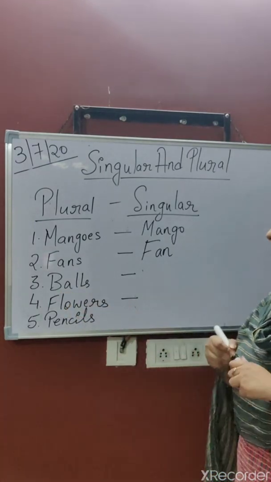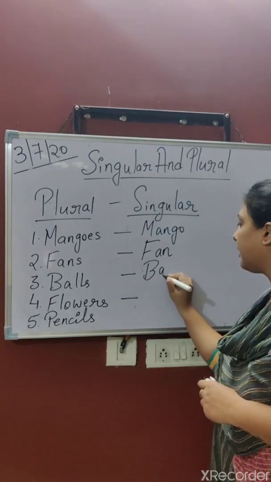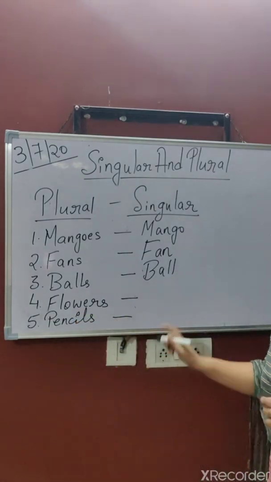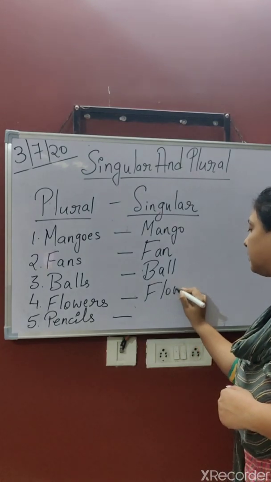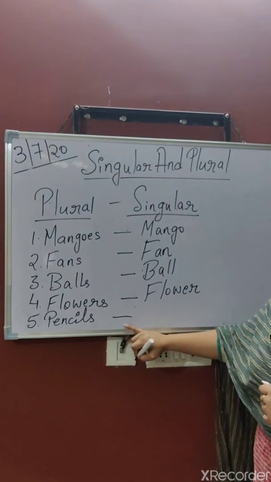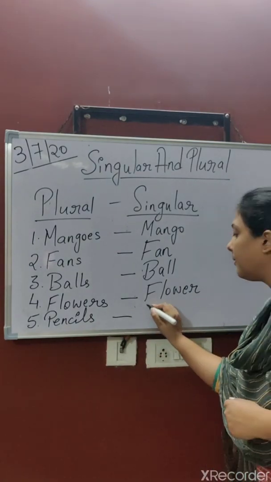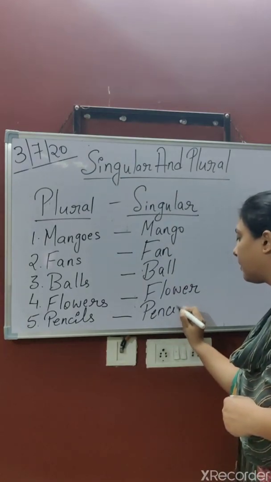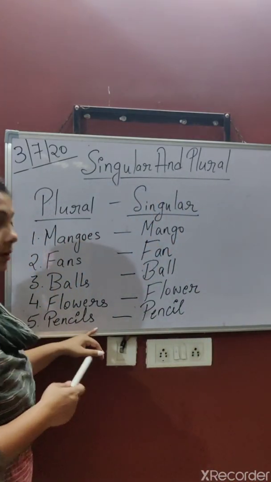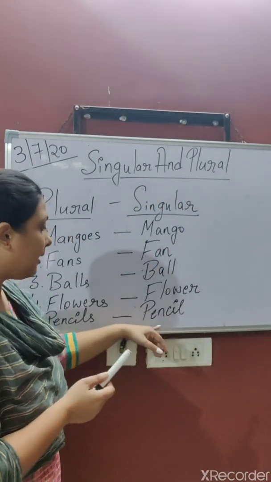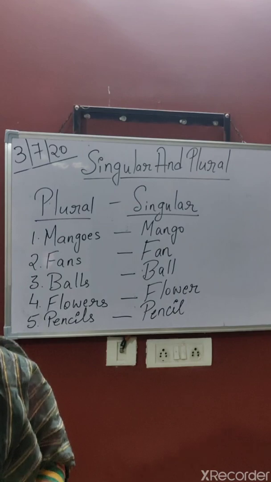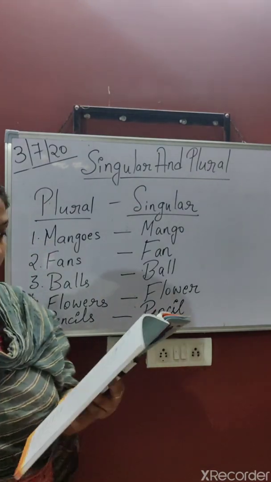Next, balls, B-A-L-L, ball. Fourth, flowers. So the singular form is flower. Now the next one, pencils. So the singular form, pencil, right? Like pencils means more than one, and pencil means one single pencil. Right? Okay.